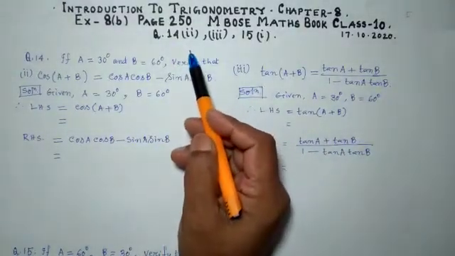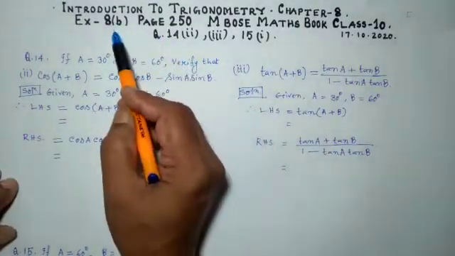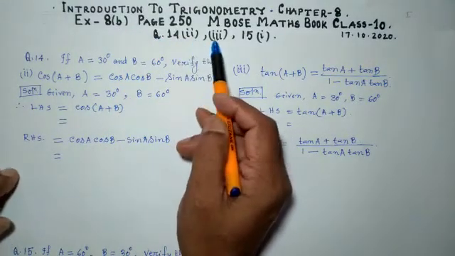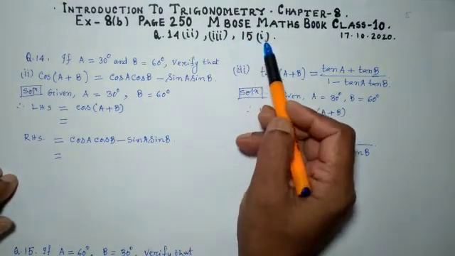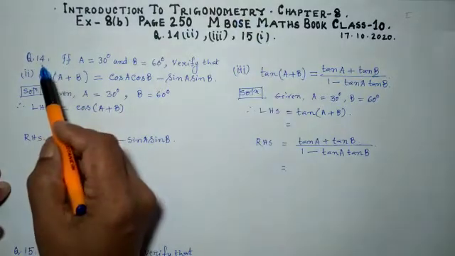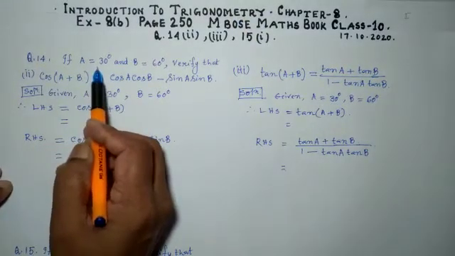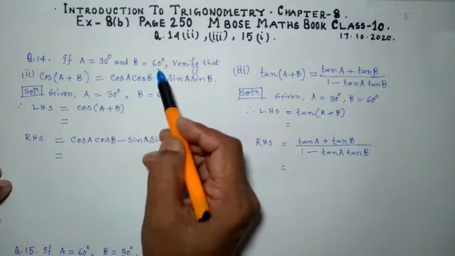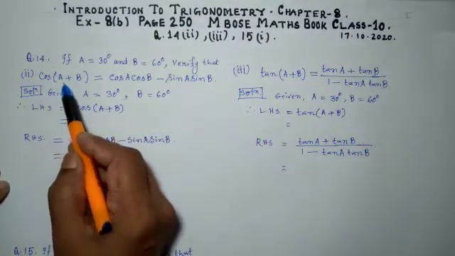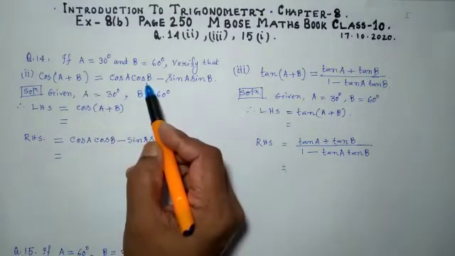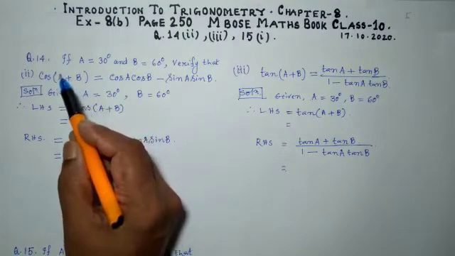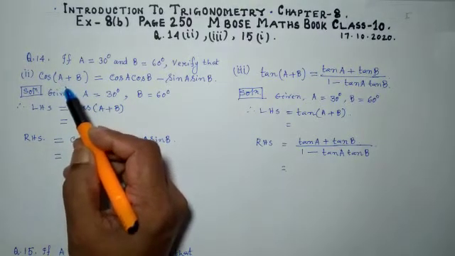Hello my dear students, we are learning exercise 8b, question number 14, sub number 2, 3 and question number 15.1 from trigonometry. See question number 14, if A equal 30 degree, B equal 60 degree, verify that sub number 2, cos of A plus B equal cos A cos B minus sin A sin B. So already you have done question number 14.1.